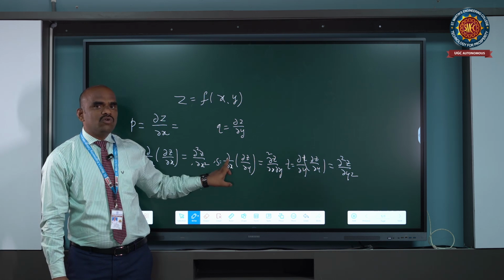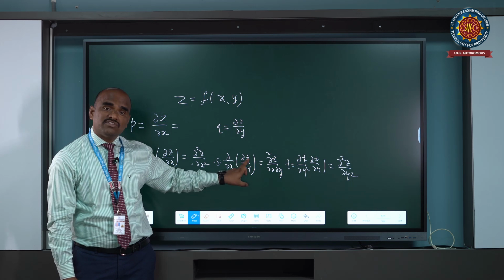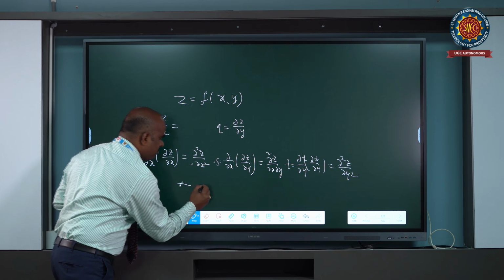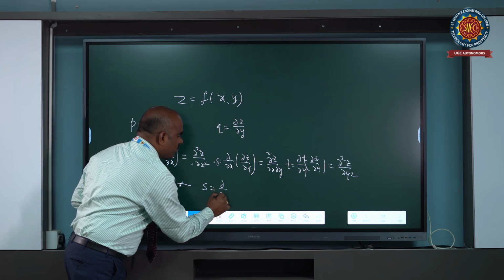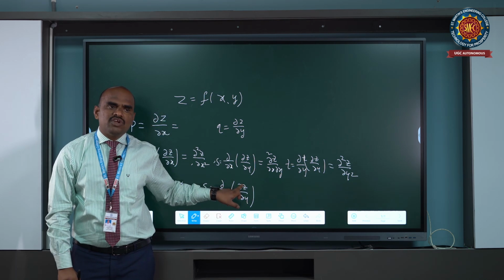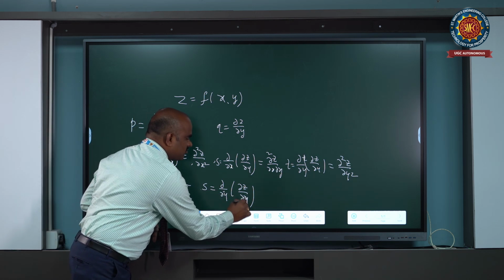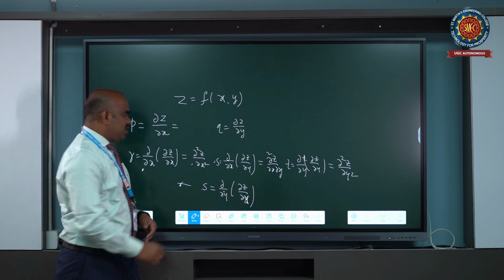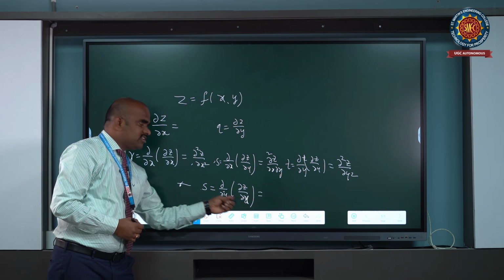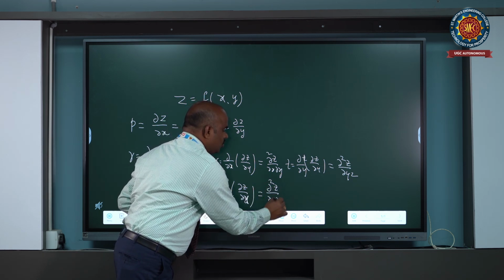Here s is dou by dou x of dou z by dou y. Here first with respect to y we perform the partial derivative of z, later with respect to x we perform. Similarly, if we take dou by dou y of dou z by dou x, first we perform the partial derivative of z with respect to x, later with respect to y. That is dou square z by dou y dou x.